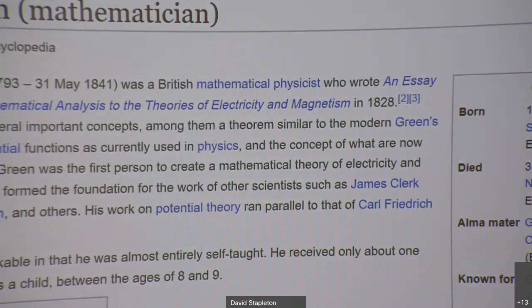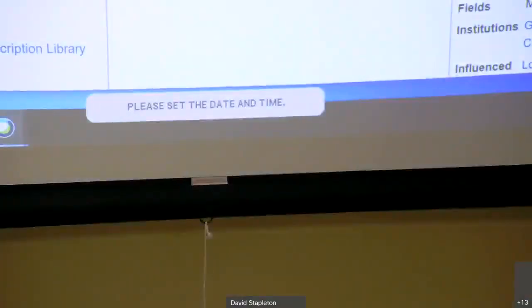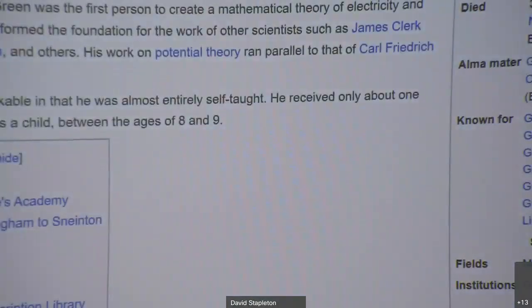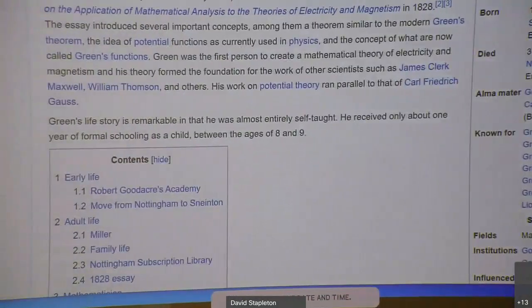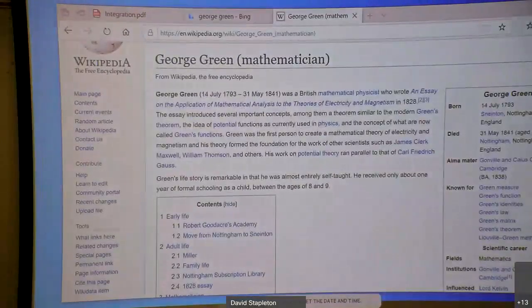Down below, Green's life story is remarkable in that he was almost entirely self-taught. He received only about 1 year of formal schooling as a child between the ages of 8 and 9. The rest of it he got by reading his dad's library and that kind of stuff. So he taught himself mathematics. He eventually went to the university and got a degree. You can read that in your book. But he died not too long afterwards. But then afterwards, they found out he'd written this really great article that explained an important theorem that we now call Green's theorem.